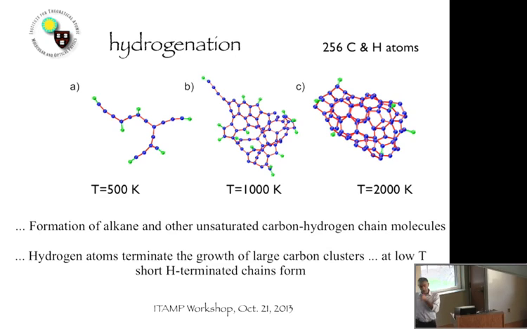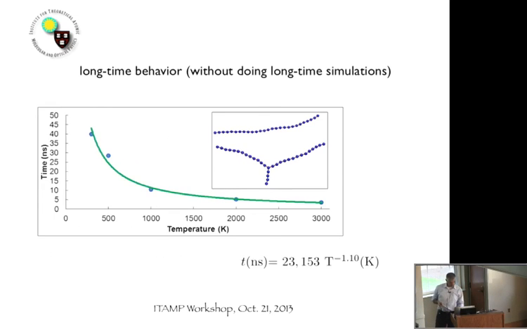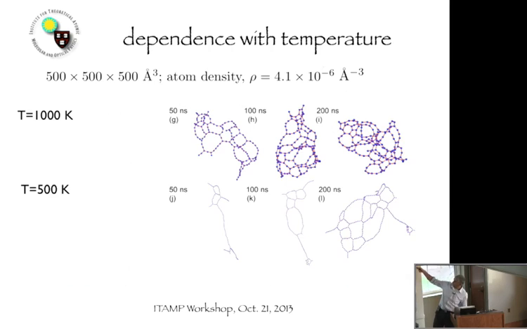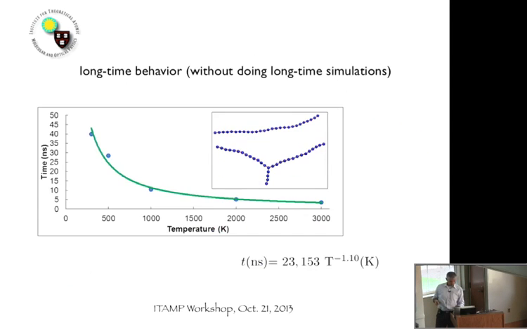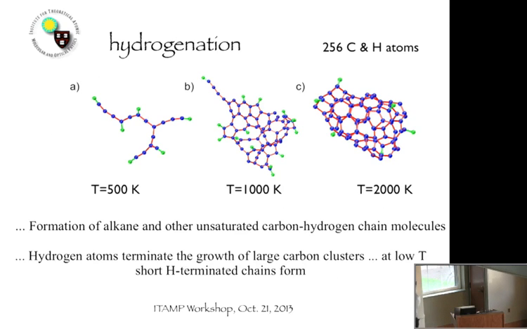Now, this is the point about hydrogenation. If you include hydrogen, at several different temperatures, with a density of about 2 times 10 to the minus 6, you form these unsaturated carbon-hydrogen chain molecules. At 500 degrees, only chain molecules are formed. As you increase the temperature, you begin to see the formation of curvature and clusters. But nevertheless, all of the hydrogen atoms terminate the growth of large carbon structures. So this was referring to maybe the question you had.